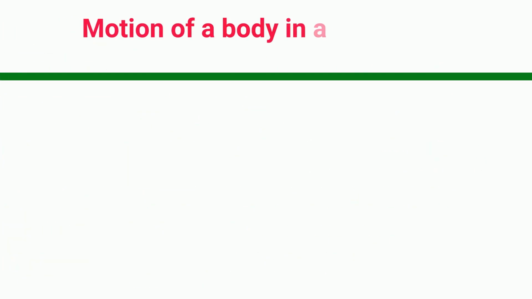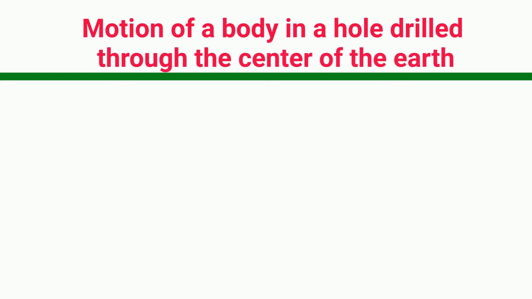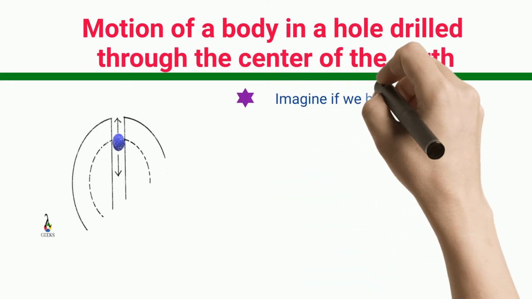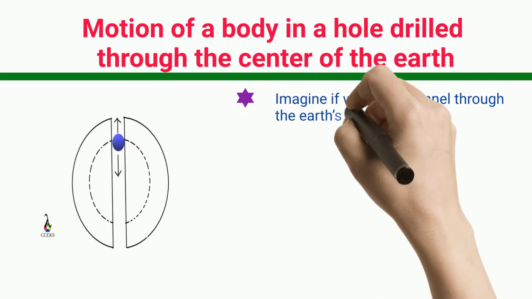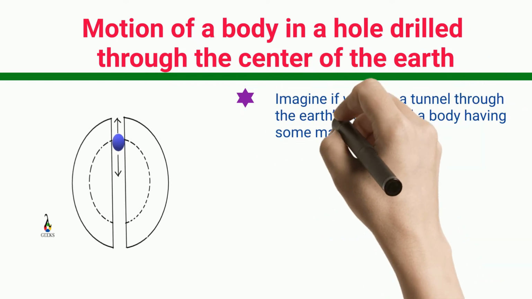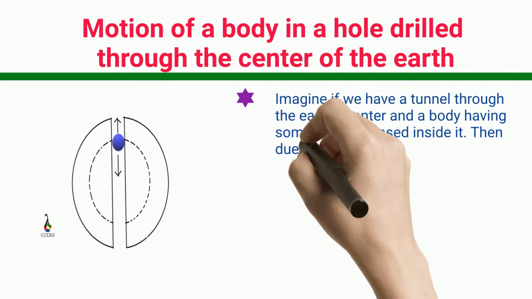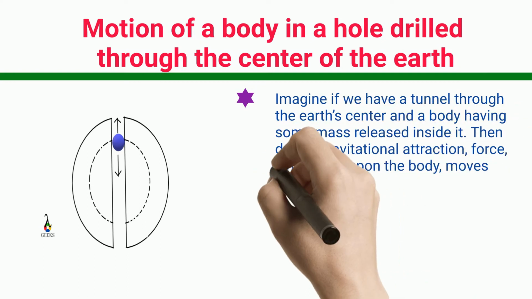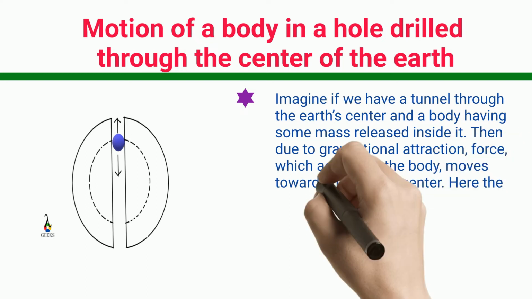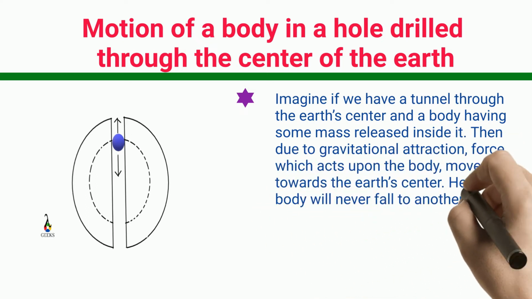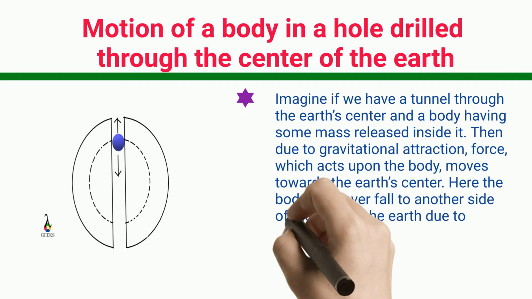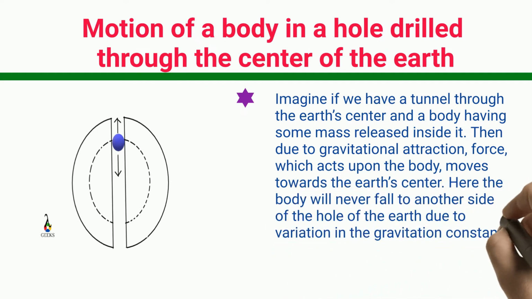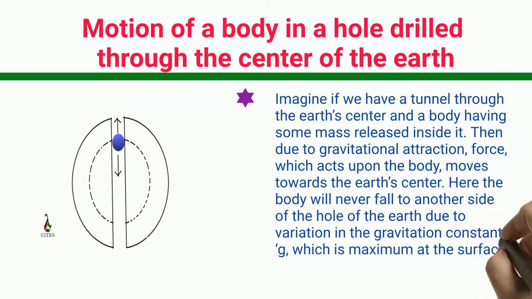Motion of a body in a hole drilled through the center of the Earth. Imagine if we have a tunnel through the Earth's center and a body having some mass released inside it. Then due to the gravitational attraction force which acts upon the body, it moves towards the Earth's center. Here the body will never fall to the other side of the hole of the Earth due to variation in the gravitational constant g, which is maximum at the surface and zero at the center of the Earth.